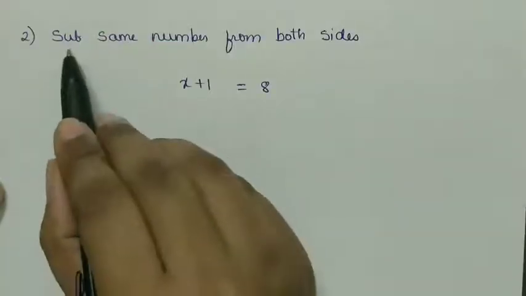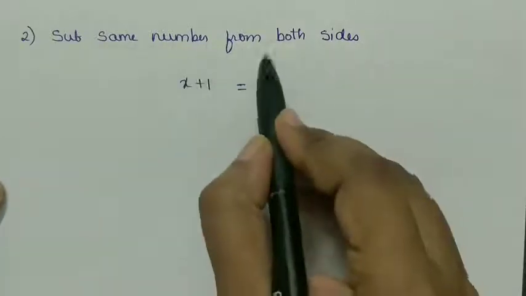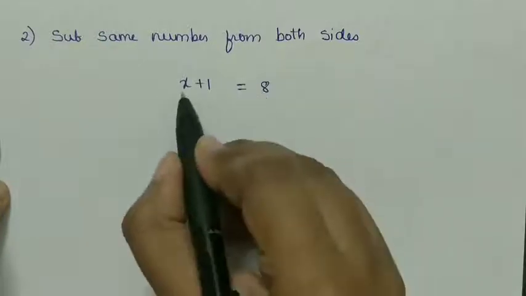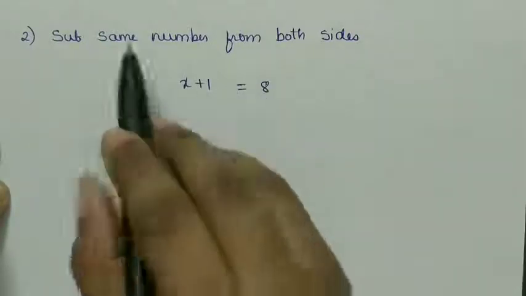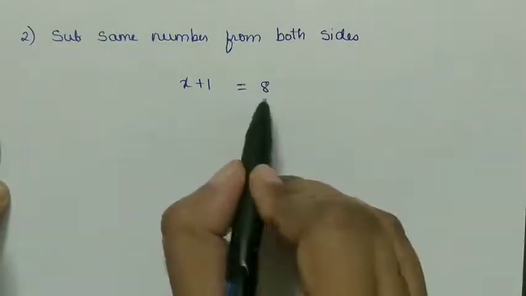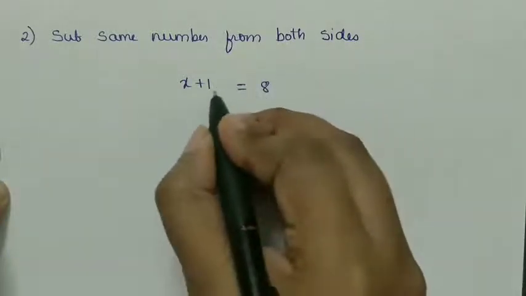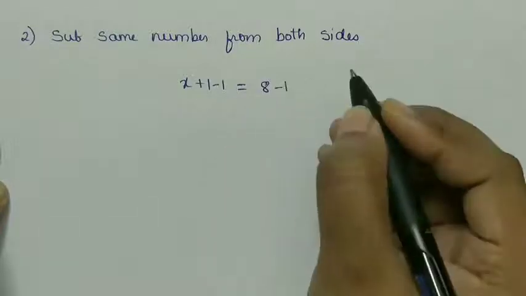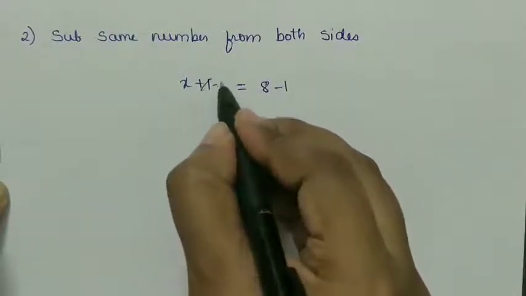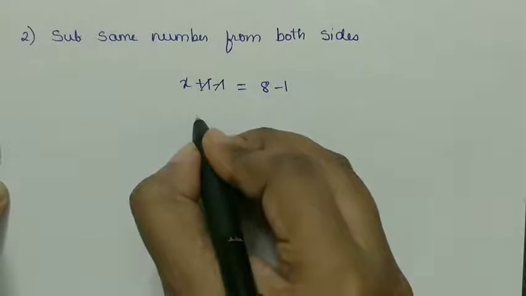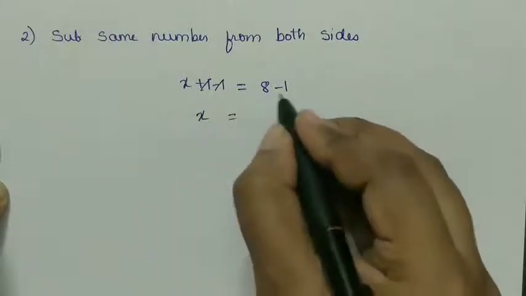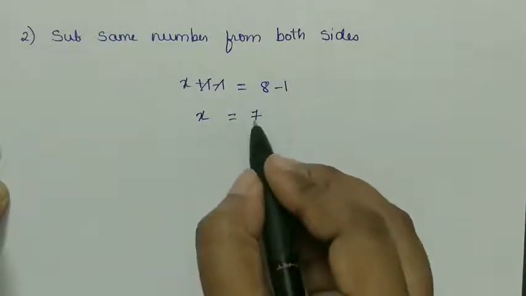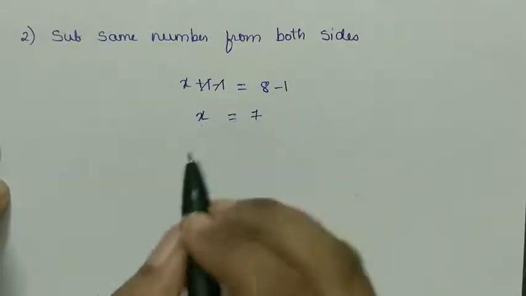Second rule, we can subtract same number from both sides. Example, x plus 1 equal to 8. Using this rule, we can solve this by subtracting same number on both sides. Minus 1, minus 1. Plus 1 minus 1, 0. And in LHS, x equal to 8 minus 1 is 7. X equal to 7 is the solution of the given equation.